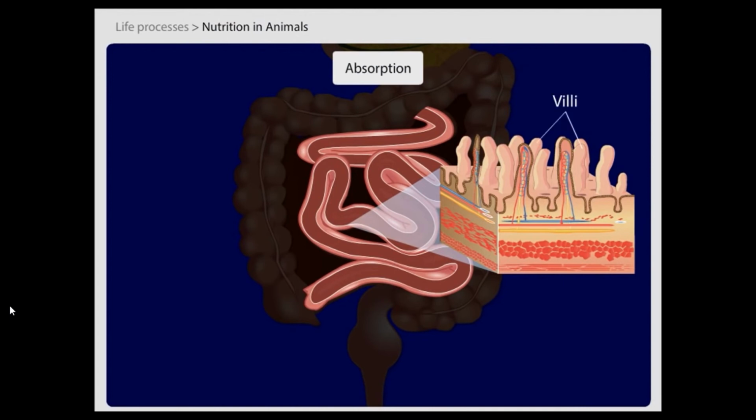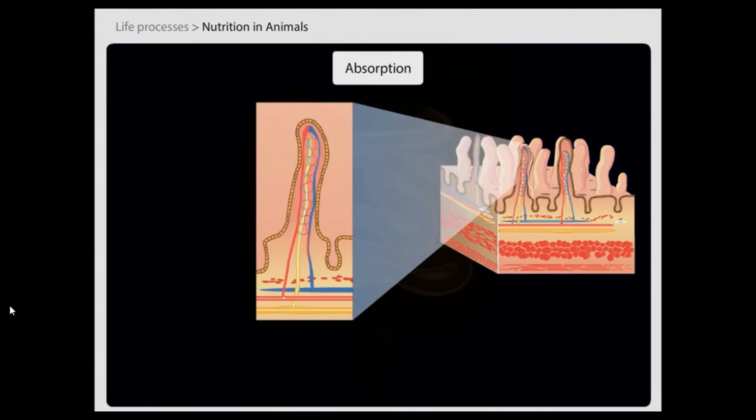Now let us take a closer view of one villus. The villi are in close contact with the blood vessels. The food present in the villi is absorbed by the blood.